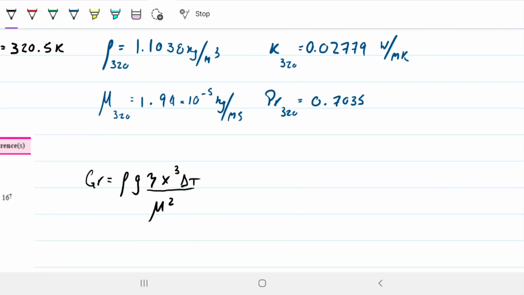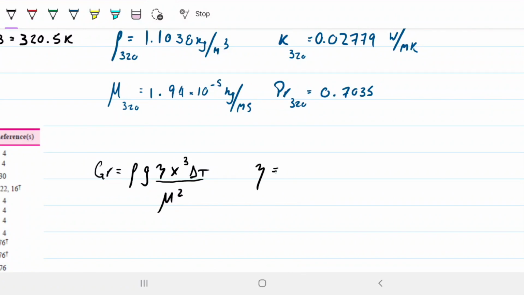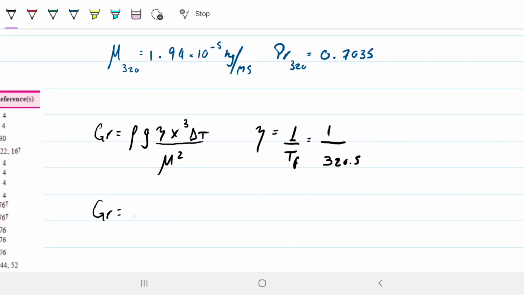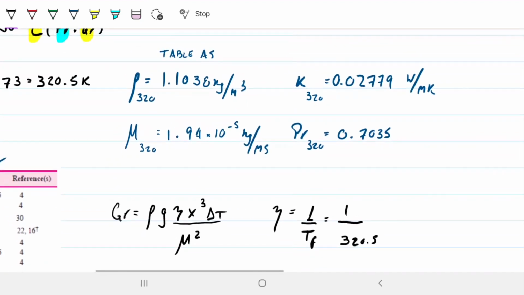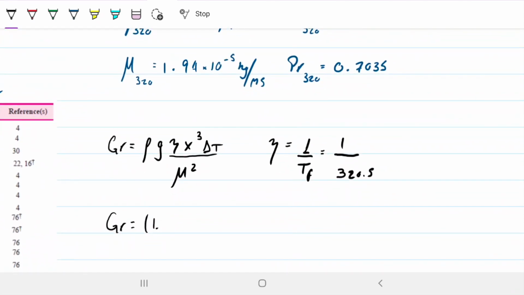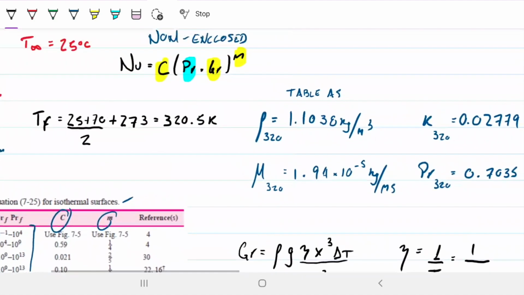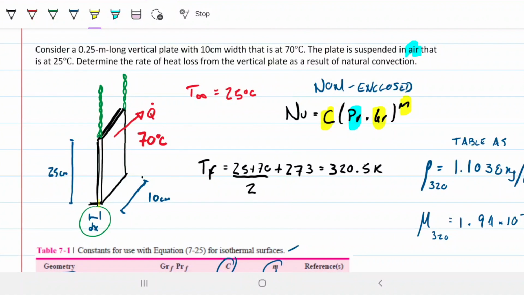We are missing beta here, and we know beta, if it's an ideal gas, and we can consider air to be an ideal gas, will be 1 over T, as long as T is in Kelvin. So this T film, in this case, our T film is 320.5. So that means that my Grashof will be 1.1038 for density, 9.81 for gravity. Beta will be 1 over 320.5.